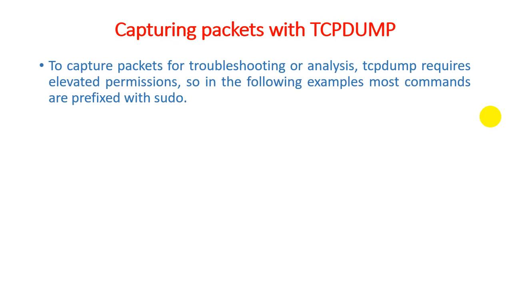To capture packets for troubleshooting or analysis, TCPdump requires elevated permissions. So in the following example, most commands are prefixed with sudo. I will just remind you what sudo is. Sudo is nothing but the access permission which is available only to admin users. As we studied previously, if you perform any kind of command with the help of the TCPdump tool, you must have admin privileges. So what is the command?